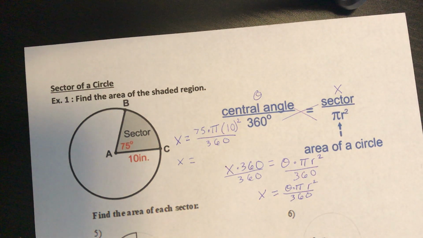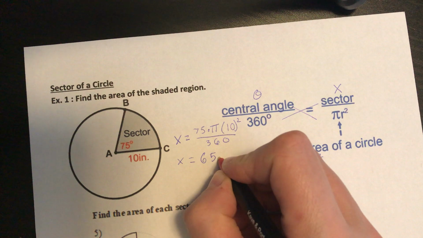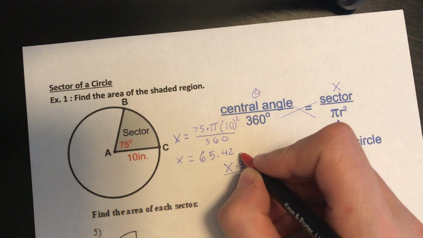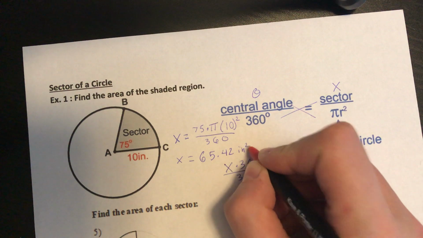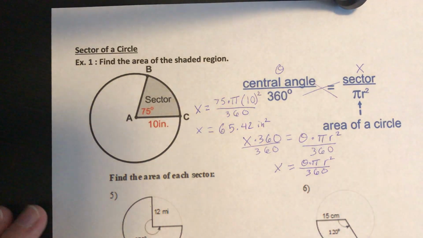So we'll do that: 75 times 3.14 times 10 squared, which is 100, and then divide that by 360. You should get around 65.42. This time we're going to do inches squared because we're finding area. So from there we are pretty much done.